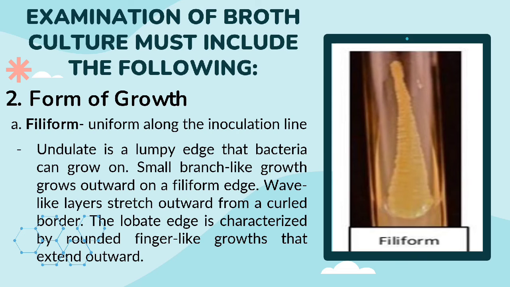Number 2. Form of growth. Filiform. Uniform along the inoculation line. Undulate is a lumpy edge that bacteria can grow on. Small branch-like growth grows outward on the filiform edge. Wave-like layers stretch outward, forming a curled border. The lobate edge is characterized by rounded finger-like growths that extend outward.